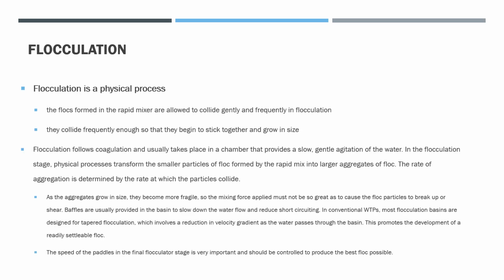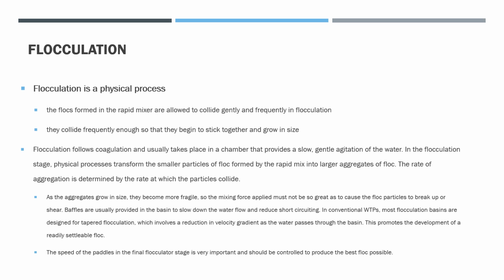And then we move on to flocculation. Now, flocculation, of course, is a physical process. The flocs that we formed in the rapid mixer are now being allowed to collide gently and frequently in the flocculator. If they collide frequently enough, they're going to begin to stick together, and of course they're going to grow in size. That's what we want to have happen because they become more dense and heavier, and they're going to settle out in the sed basins properly.